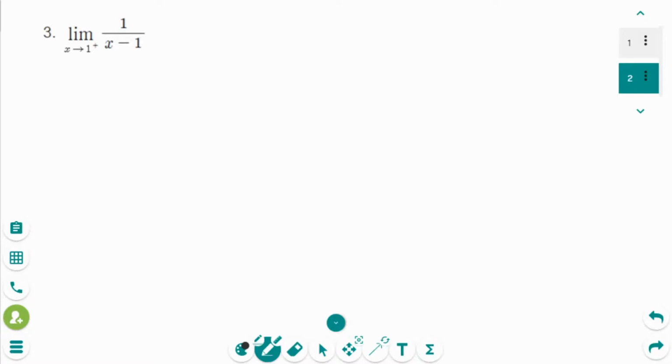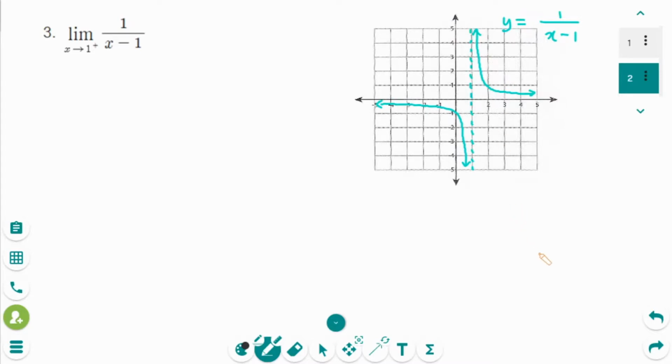If we want to solve this problem by drawing a graph, this is the graph of y equals 1 over x minus 1. The limit as x approaches 1 from the right side, the graph goes out without boundaries, like this. The answer is infinity.